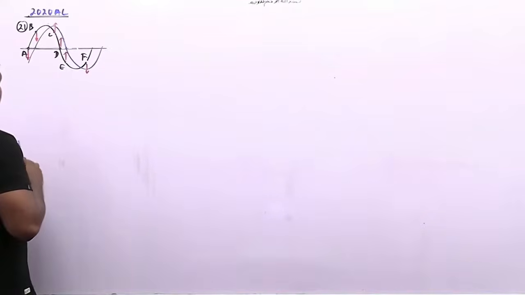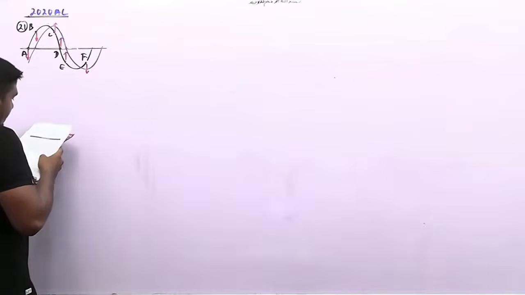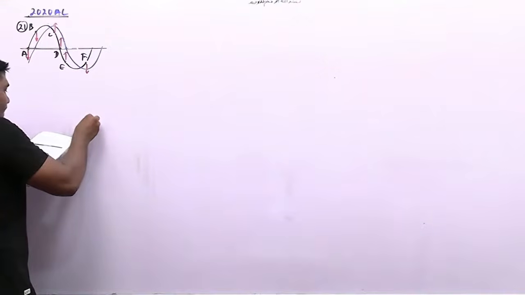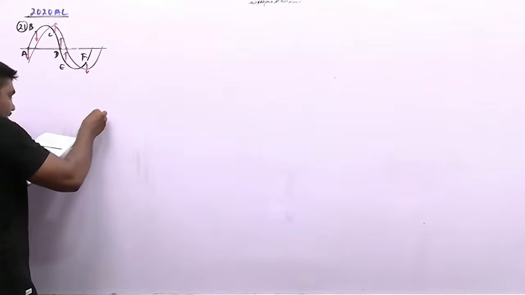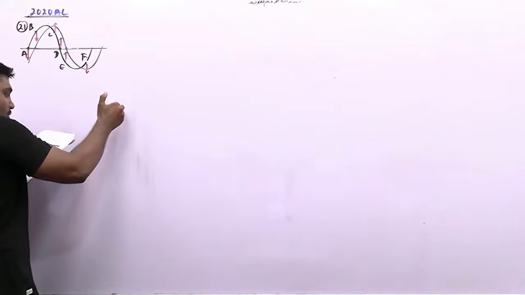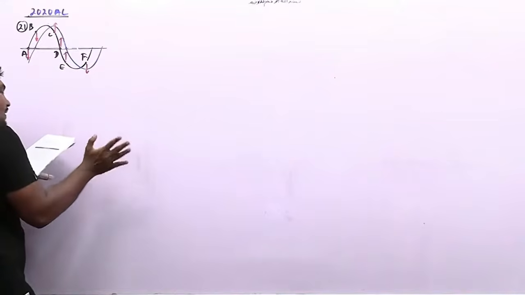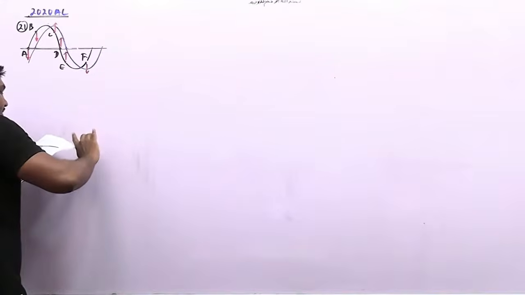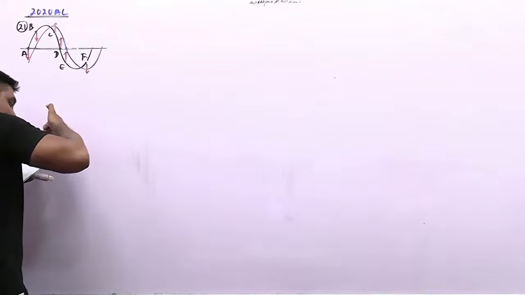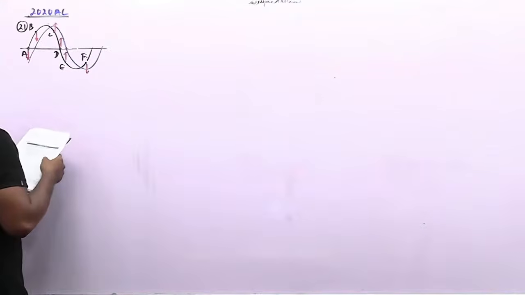Now what are they asking in the question? They are asking: positions of particles of a transverse wave traveling along the x direction at a certain instant are shown in the figure. A pair of particles with the same instantaneous velocities. A pair of particles having the same instantaneous velocities. Okay, right. B and F.